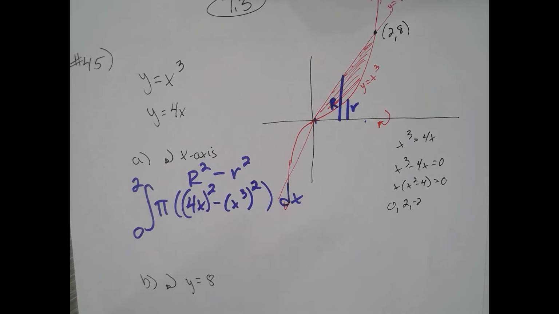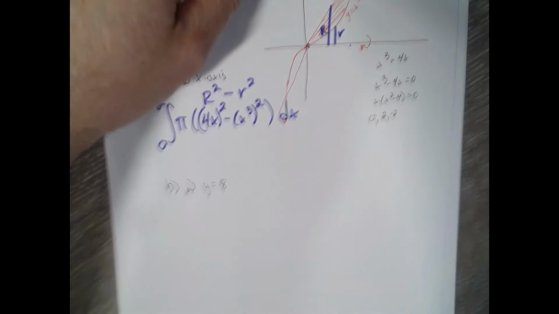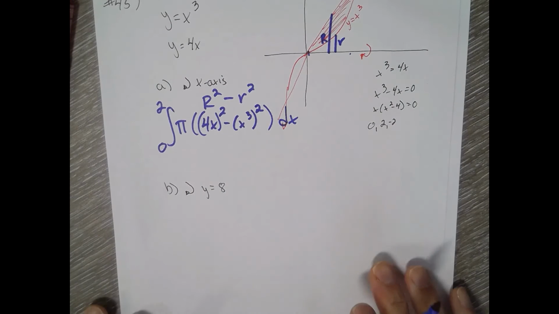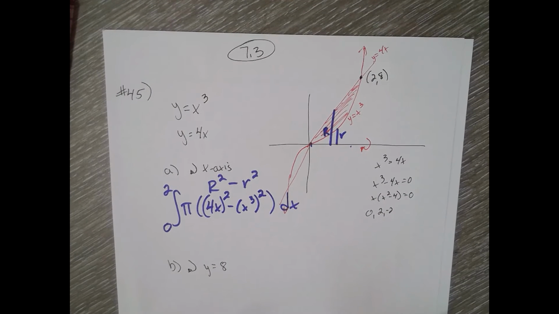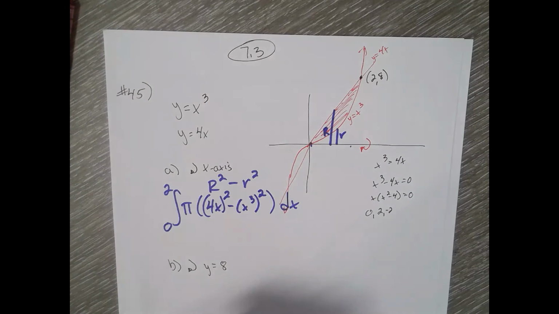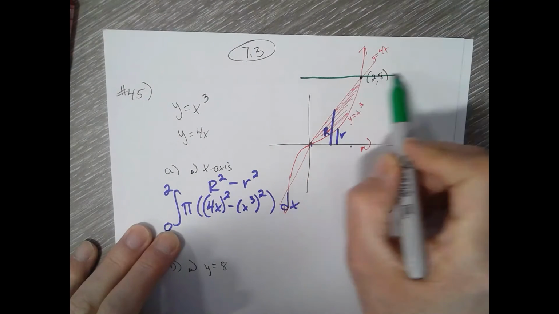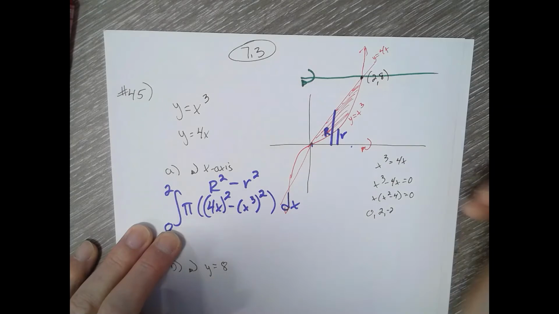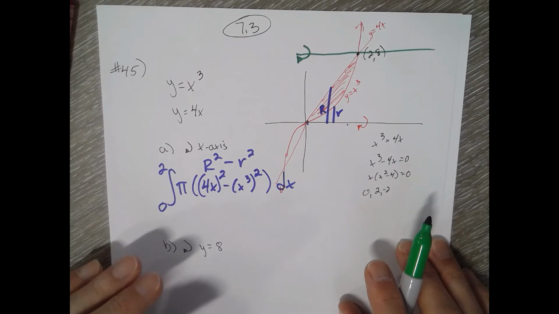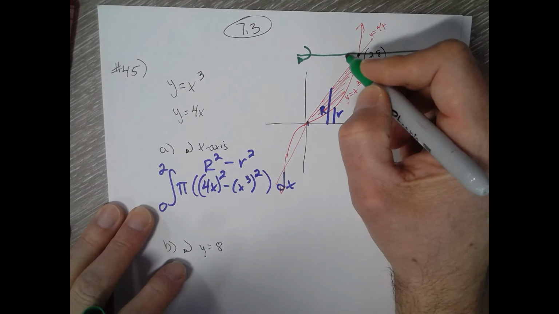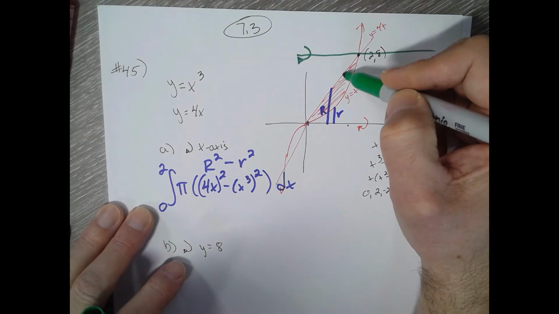Okay, second part is y equals 8. It's going around y equals 8. So it's another horizontal axis, so we can use washer again, and we're going to integrate with respect to x. I'll use green here. So we're going around y equals 8.